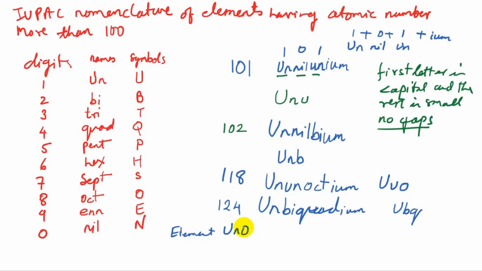So what will this be? When I write this, in this case it will be 1 because U means 1, N means 0, and O means 8. So 108, it is unniloctium. Clear? Suppose I just write down anything, suppose it was BQN.